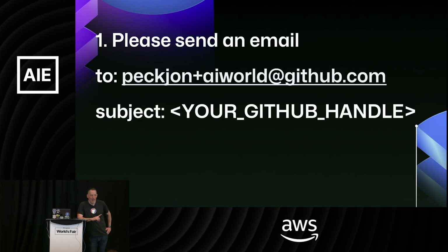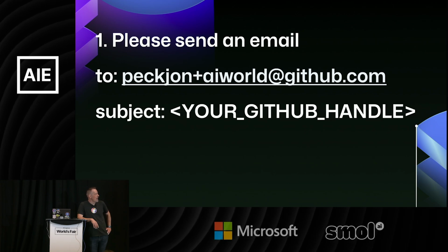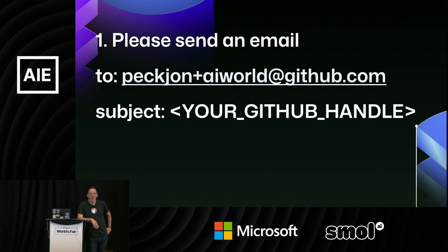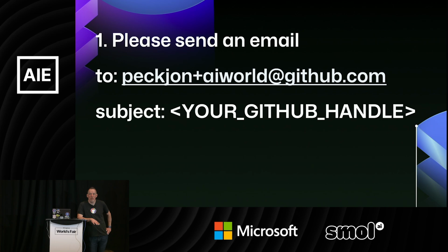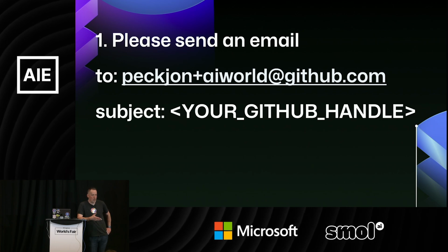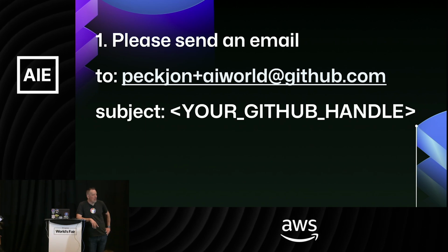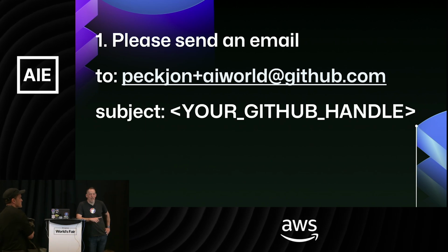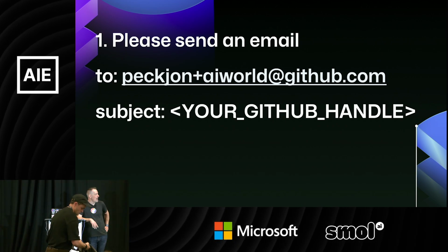I did see a couple people walk in at kind of the last minute. If you haven't already read the slide there, you'll notice the slide has the first bit of instructions. Send an email to the address you see right up there: pecjohn plus aiworld@github.com. As the subject, just put in your GitHub handle. One quick note about the GitHub handle: if you are using enterprise managed users, this is going to need to be a personal GitHub handle. So that email address, and then your GitHub handle as the subject. You know what to do, so go ahead and do that.